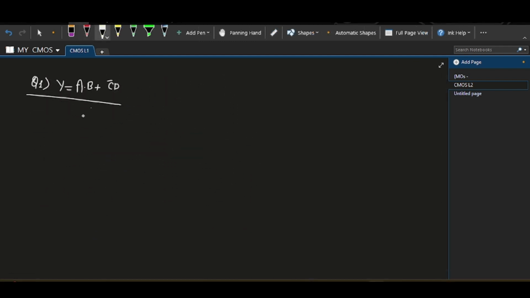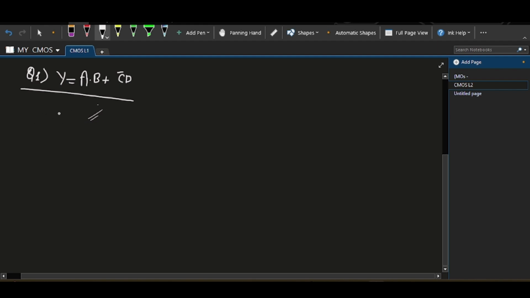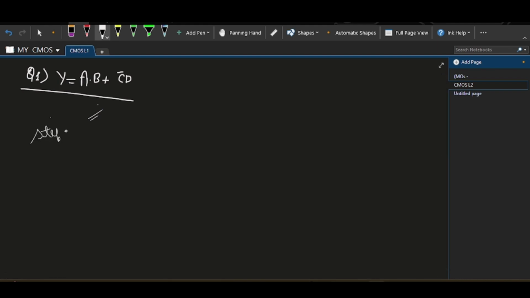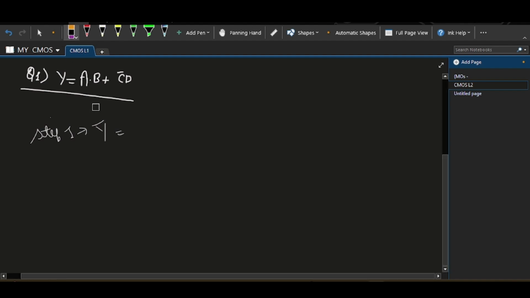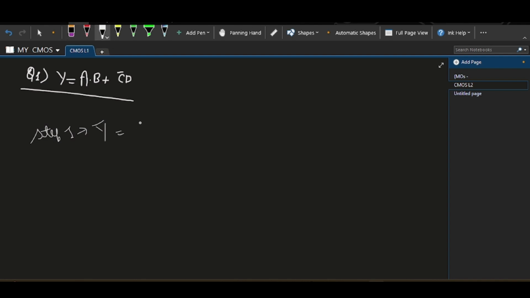In this video we are going to see how we can implement this Boolean expression through CMOS logic. So the same thing we need to perform. We need to do step 1. And what is step 1? We have to take the complement on both sides. Let me erase this. So we have to take the complement on both sides. So what will happen after taking complement on both sides?